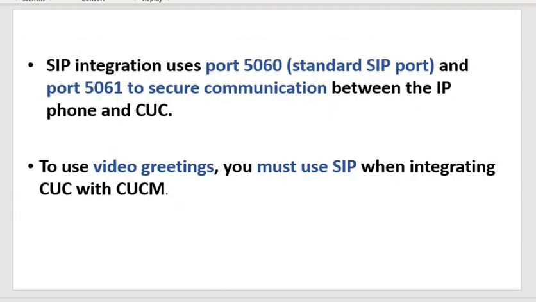SIP integration uses port number 5060, the standard SIP port, and 5061 for secure communication between the IP phone and Unity Connection. So whenever an IP phone presses the messages button to call the Unity Connection, two types of integration are possible for that, 5060 and for secure, 5061. To use video greetings, you must use SIP. So as I said, SIP or SCCP integration can be done, but SIP is used for video greetings.